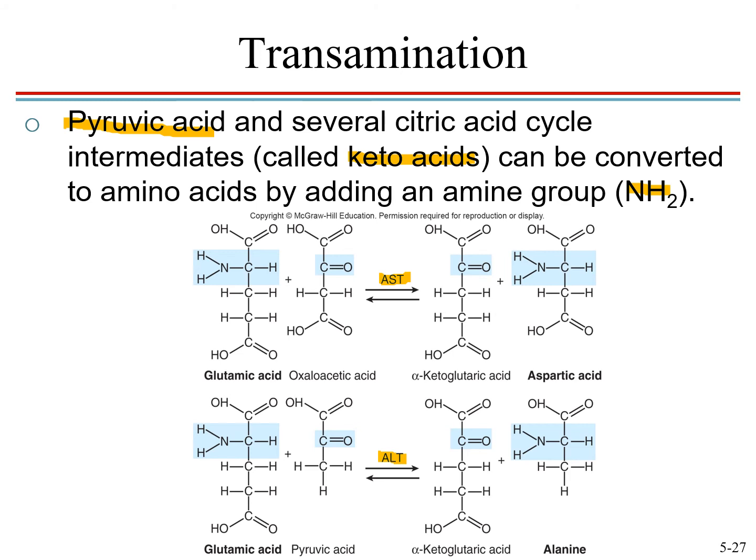So what we have here is glutamic acid binding with oxaloacetic acid, and we end up with aspartic acid. Makes sense. Same thing, glutamic acid, but this time we're going to add pyruvic acid. Previously, it was oxaloacetic acid from Krebs. And we get another intermediate of Krebs, alpha-ketoglutaric acid, and we get alanine, so 2 amino acids.